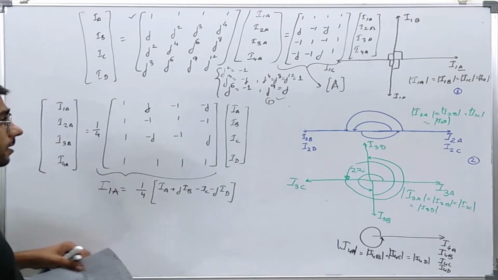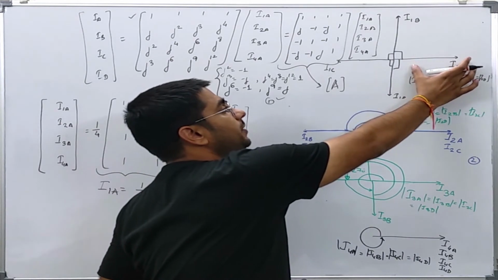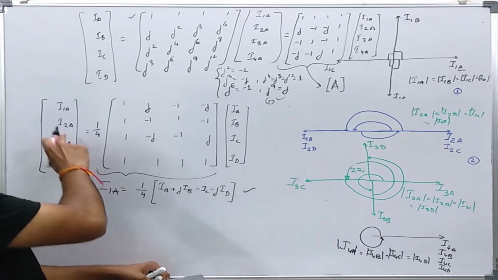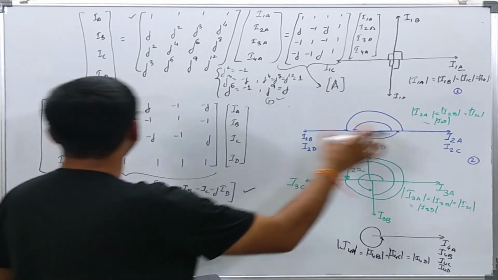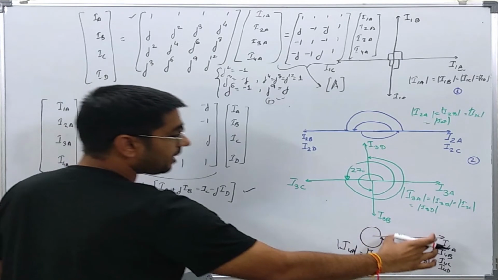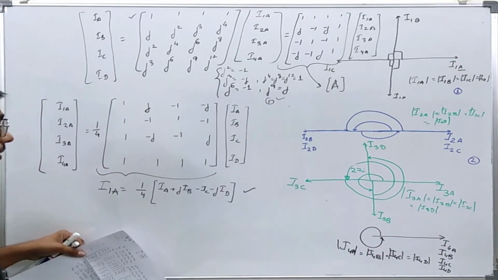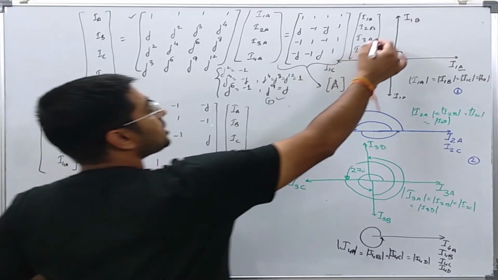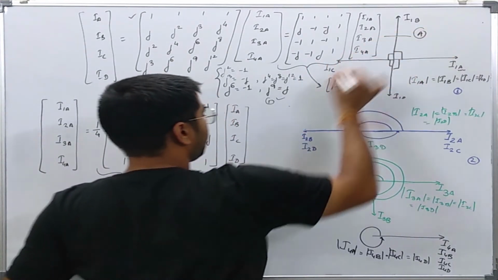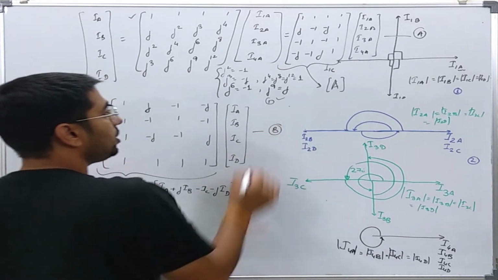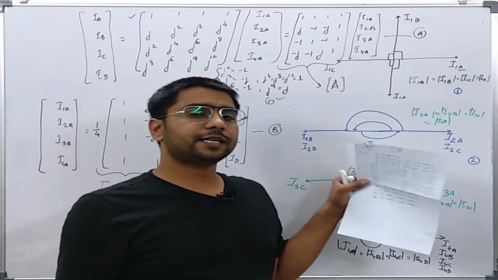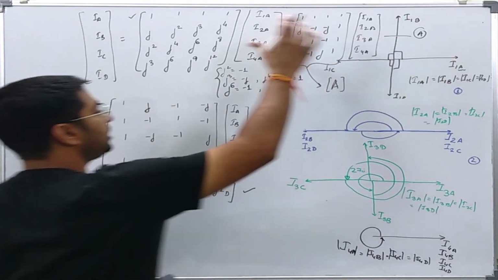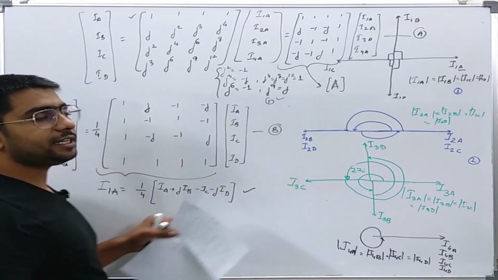Okay, so I can get the value of this phasor using this equation. Similarly, I can get the value of I2a, this phasor, I3a, this phasor, and I4a, this phasor. Okay, so you see that, let us say this is equation A and this is matrix equation B. Using these two matrix equations, I can find the symmetrical components or the phasors.